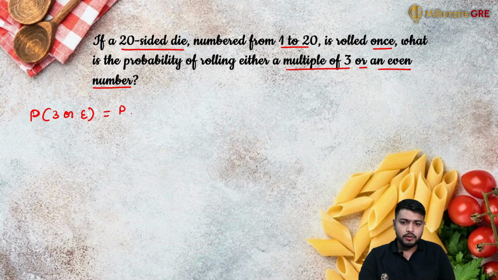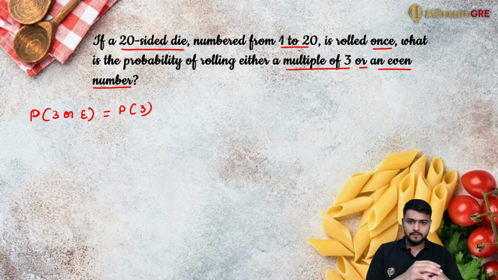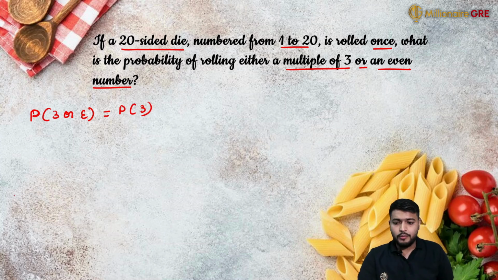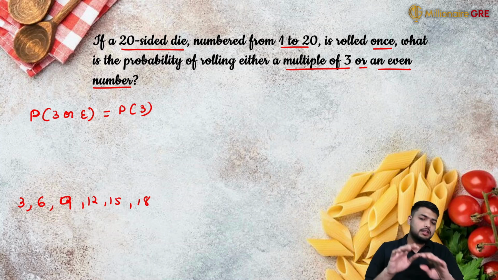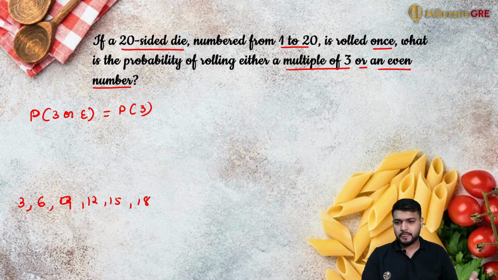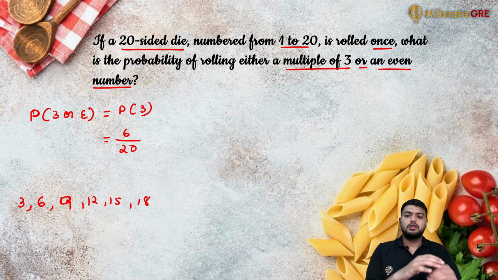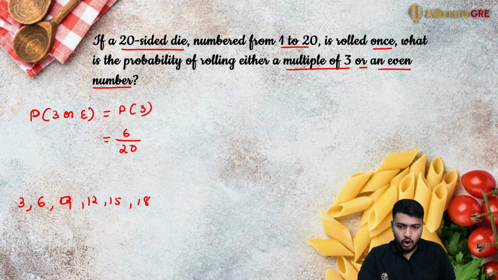So let's find the probability that it's a multiple of 3 first. Now how many multiples of 3 are there from 1 to 20? The first multiple of 3 is 3 itself. Then you have 6, then 9, then 12, then 15, then 18. So these are the 6 multiples of 3. Probability is 6 upon 20 because 6 are our favorable numbers which are multiples of 3 and 20 are the total numbers.